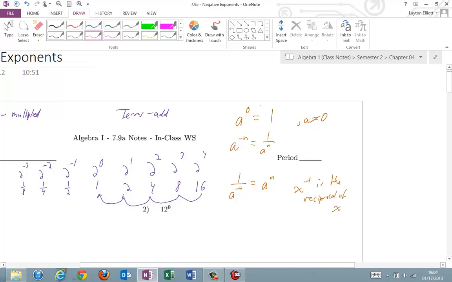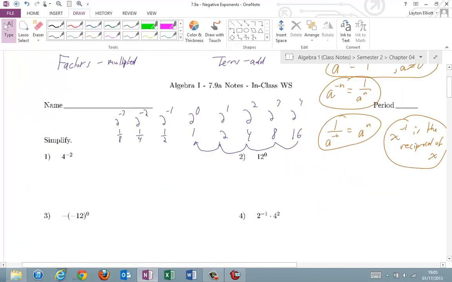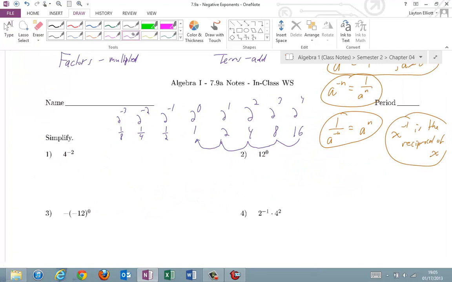So I'm going to circle these 4 things. This is 1, 2, 3, and 4. And I'm going to keep those off to the side while we go through this. Number 1, 4 to the negative 2. Let's first deal with the negative part and make that 1 over 4 to the 2 power, because we said a negative exponent means flip, means 1 over. So 4 to the negative 2 is 1 over 4 squared, or 1/16.